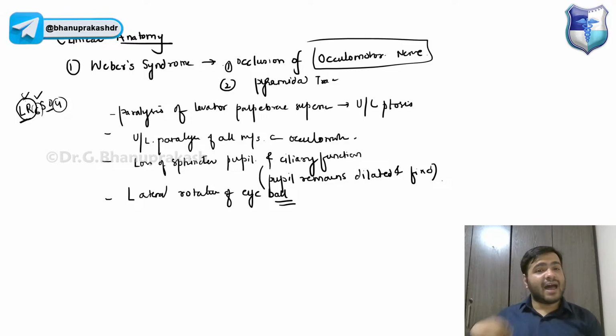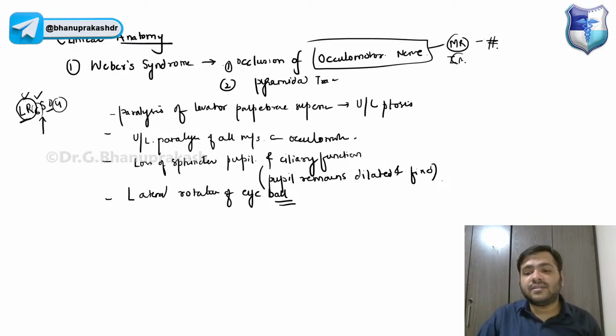Now, the eyeball will be fixed to the lateral side because the abducent nerve, the 6th cranial nerve, is working very normally. So if there is an oculomotor nerve lesion, it is always the medial rectus which is paralyzed, right? The inferior rectus is also paralyzed, right?